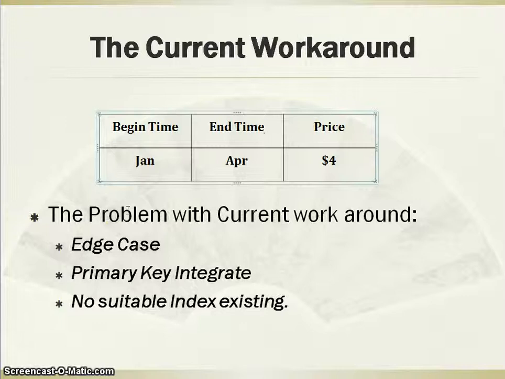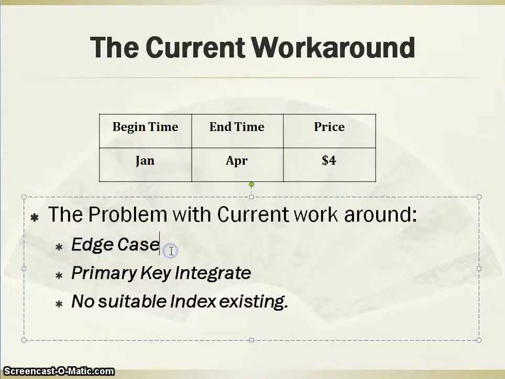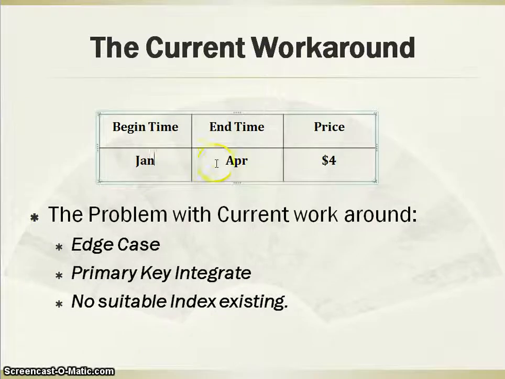First, edge case. Edge case means for this record, I don't know if it includes January or not. I don't know if it includes April or not. This is the edge. So for the edge case, the user needs to define business rules. It's not convenient. And the second one is primary key integrity. And the last one is suitable index. I will talk about it later.